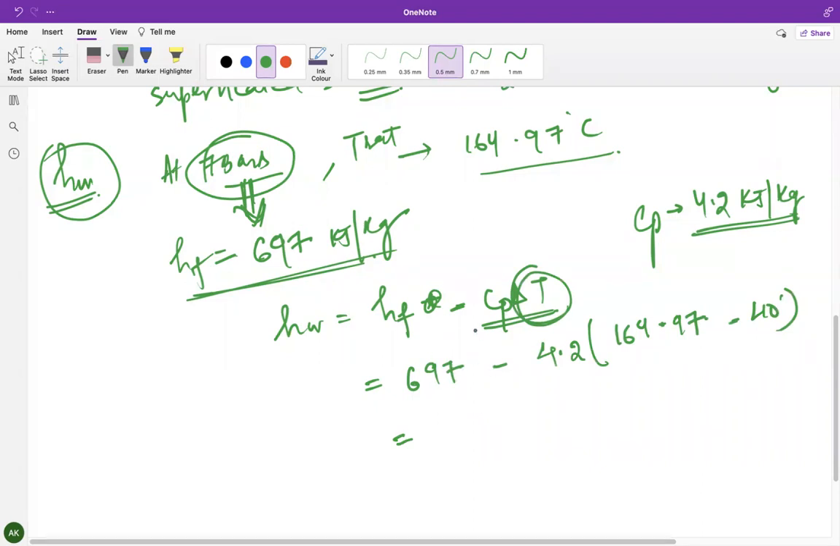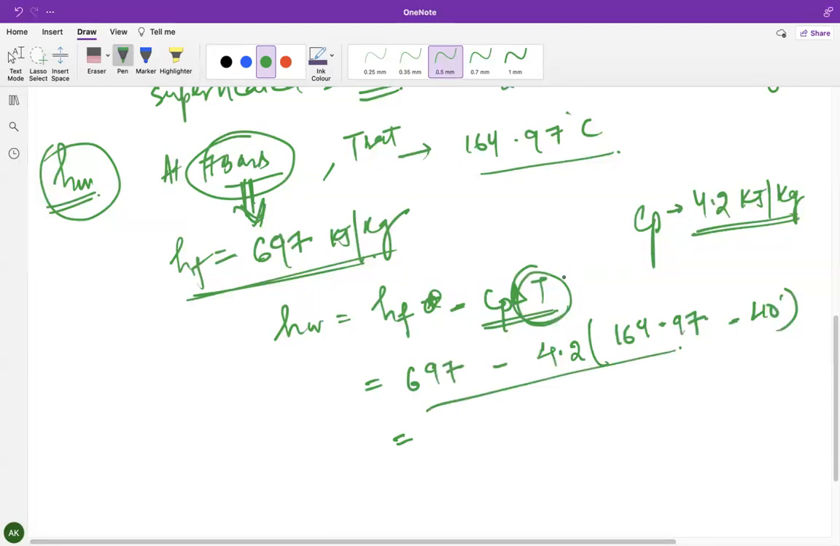6 approximately. This is around whatever the value comes here. Now this is the value for saturated water. Okay, now if we need to convert it to subcooled water, we will subtract from the equation. If we quickly find out this value on our calc, what is the value?